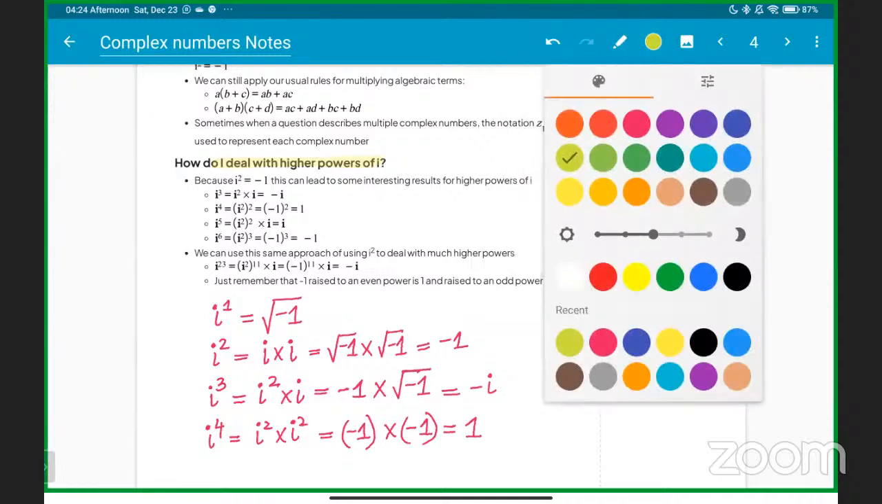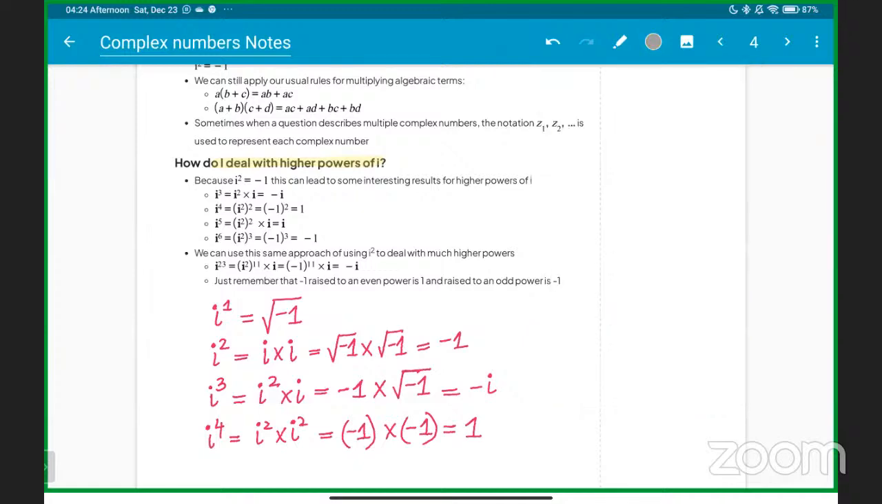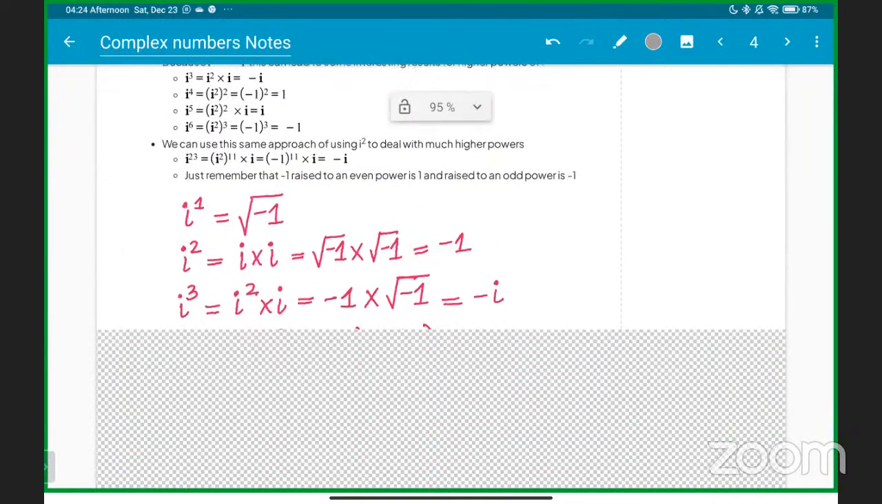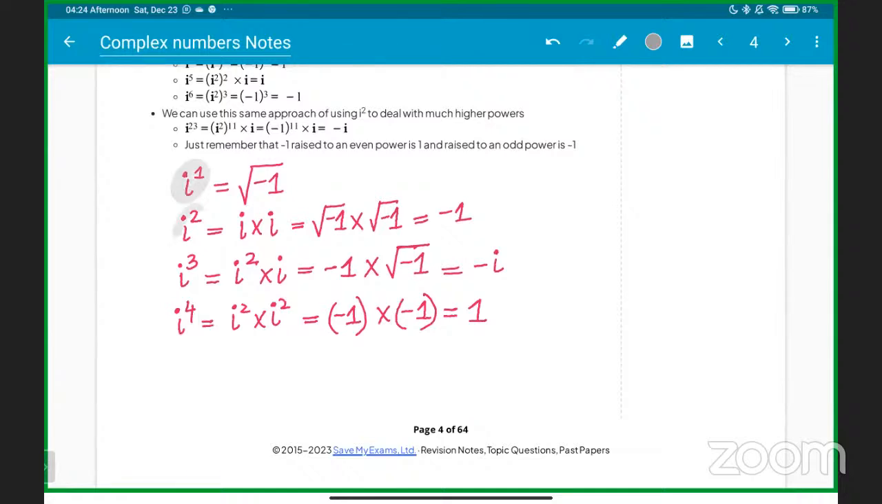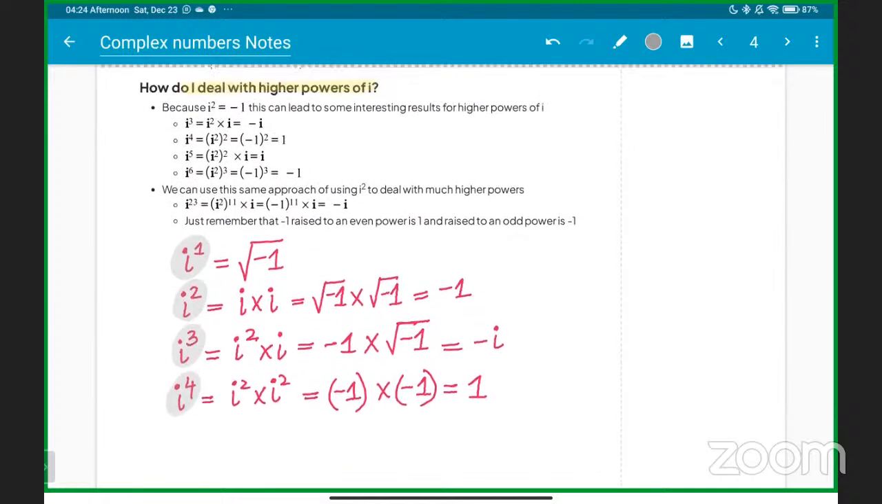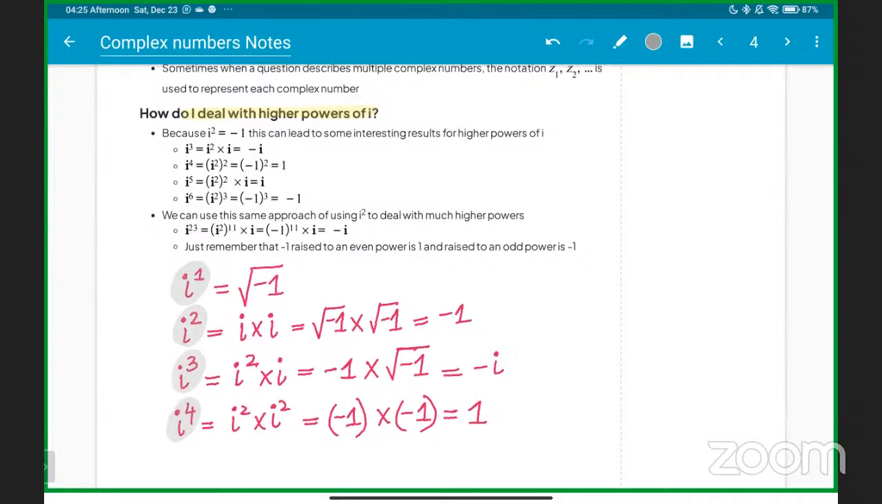Please make sure to copy the red part right now in your notebook. Just remember, you only need to know I power 1, I square, I cube, and I power 4. Everyone needs to know only this. Please quickly copy this, and then I will tell you why this red part is important. Based on these four, you can find out any higher power of I, which I'm going to explain.